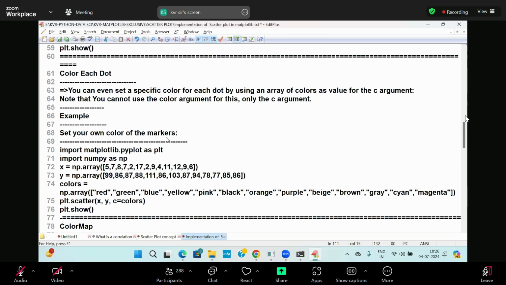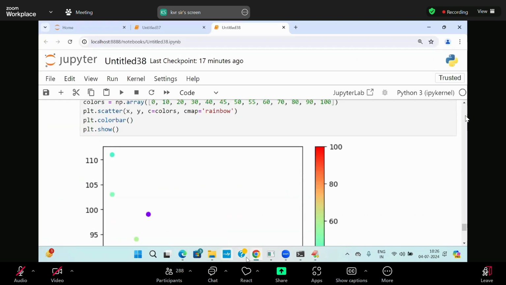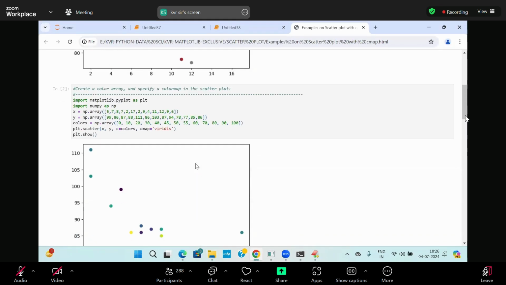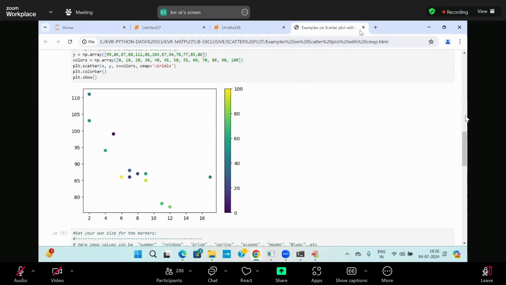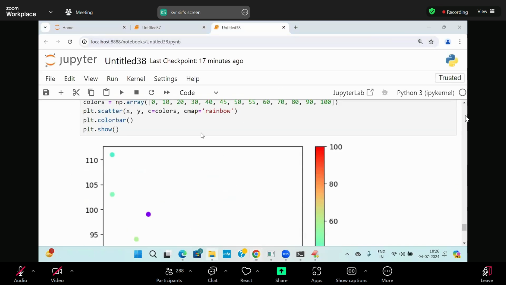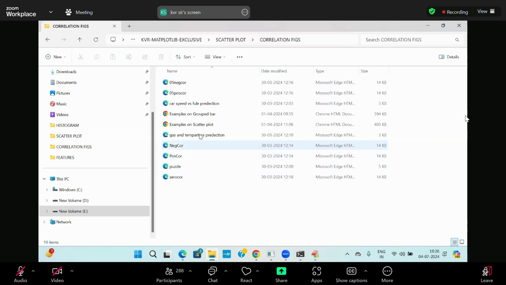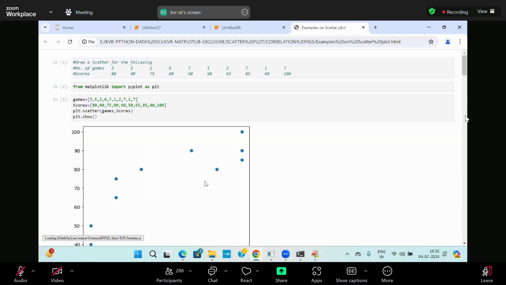By scatter plot, you can establish the relationship between two variables, positive correlation or negative correlation. And along with that, I have some more examples that I'm showing here. Just look at that. A scatter plot of this kind, which you have already seen. If you go back, there is one more thing available here.